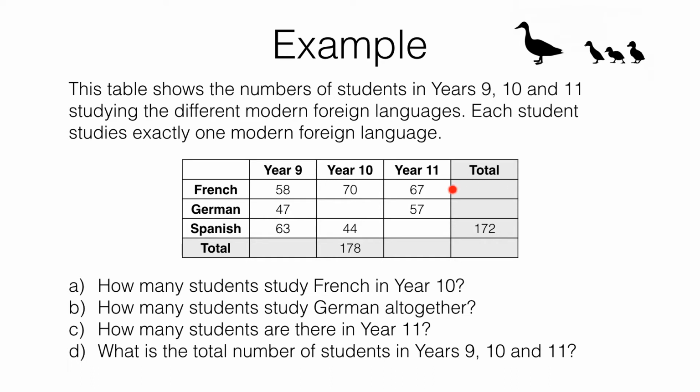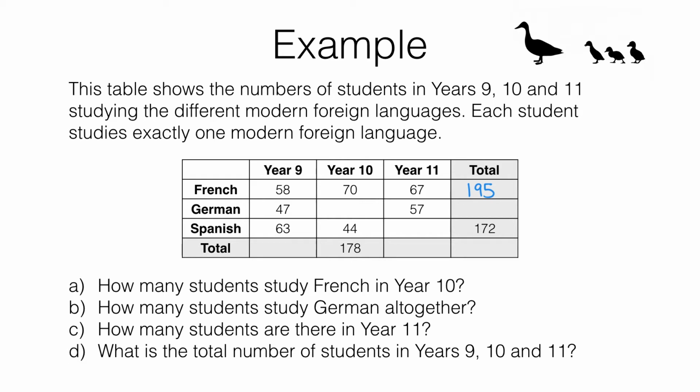Let's start with this one up here then. How can we work out the total number of students who study French? Well, we know how many year 9 students study French, how many year 10 students study French, and how many year 11 students study French. So across the 3 year groups, the total is just 58 plus 70 plus 67. And that comes to 195.